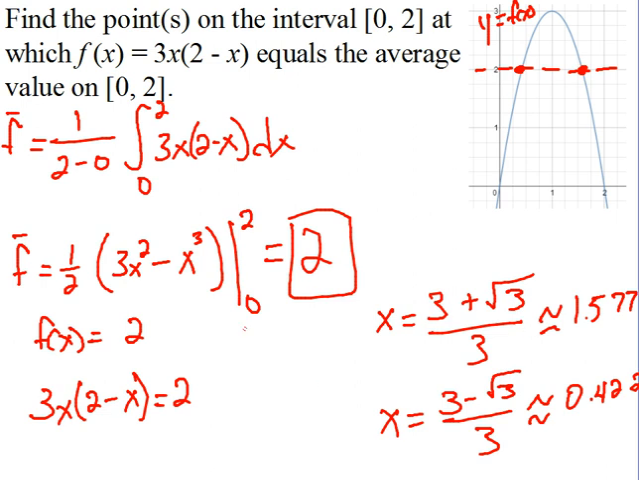And so this is using the mean value theorem and using the average value function to find where our function is equal to the average value. And in this function, we see it happens twice.